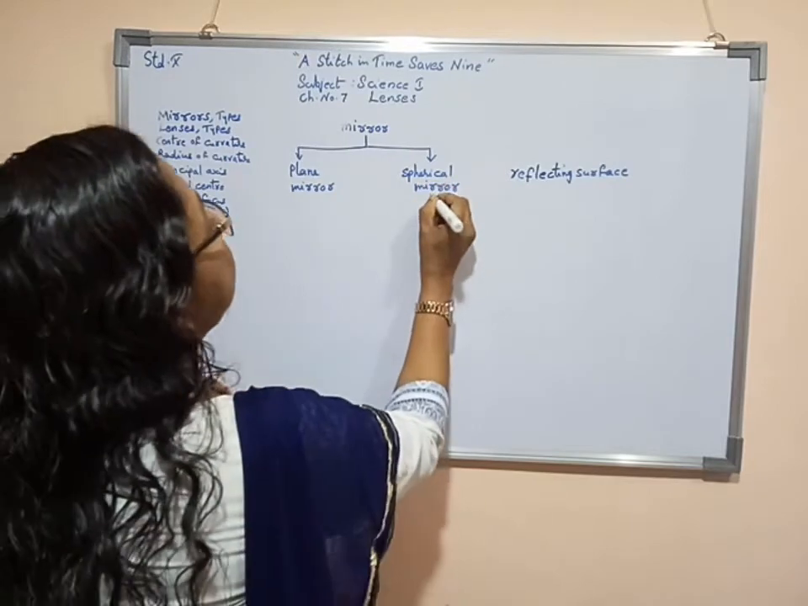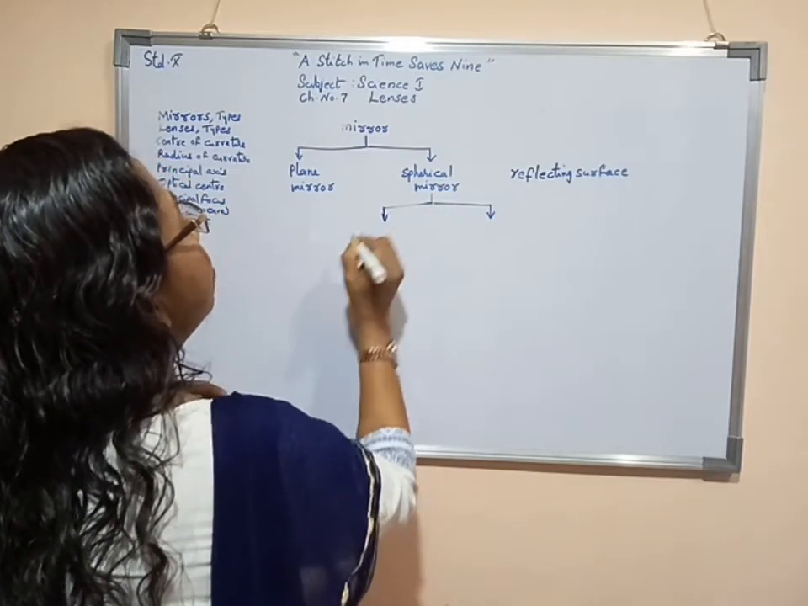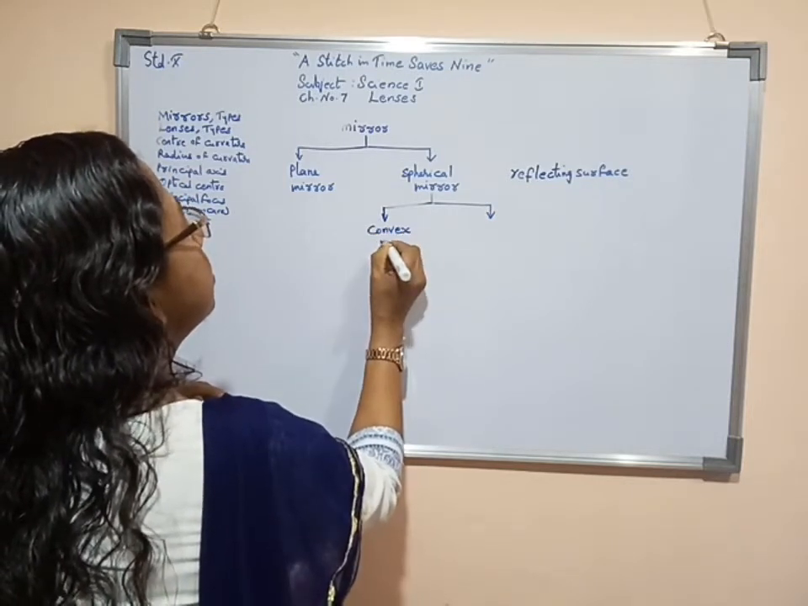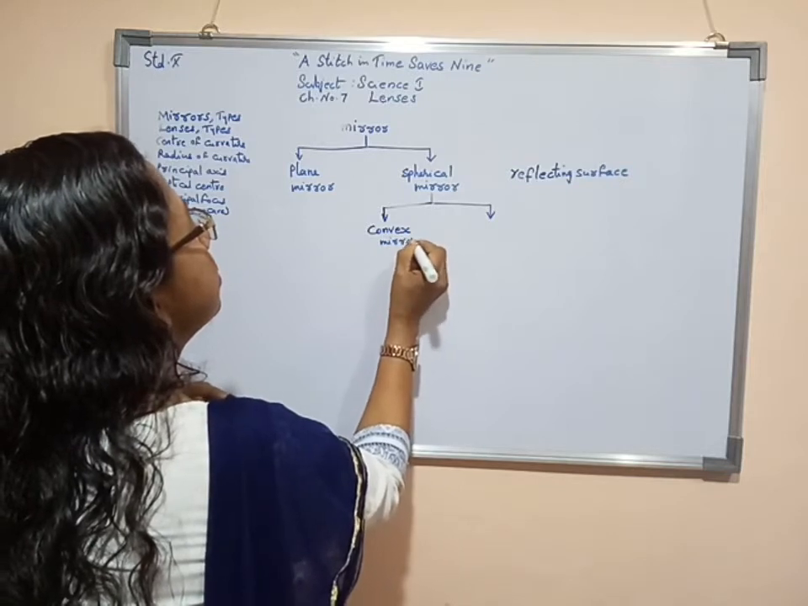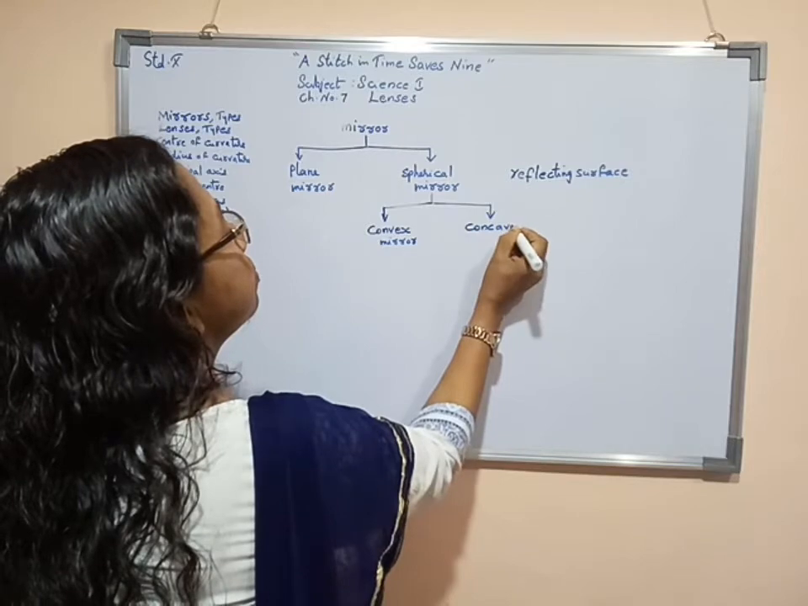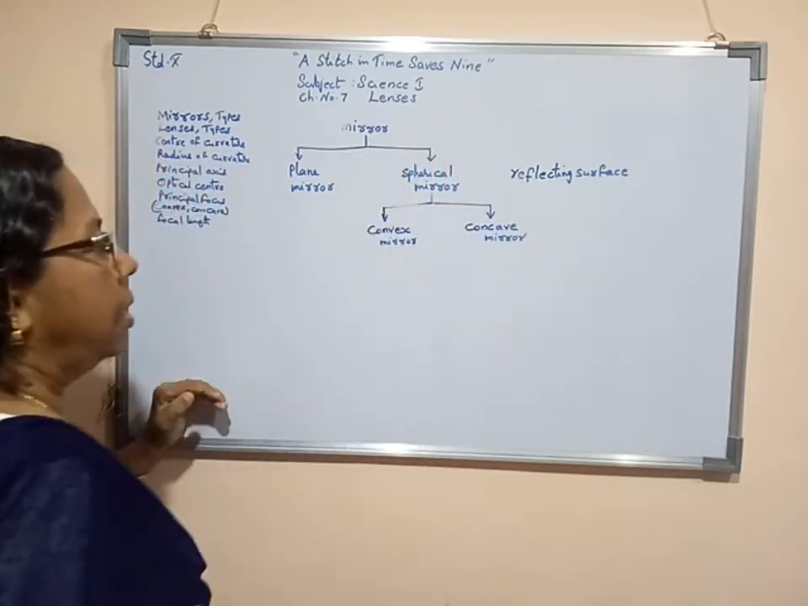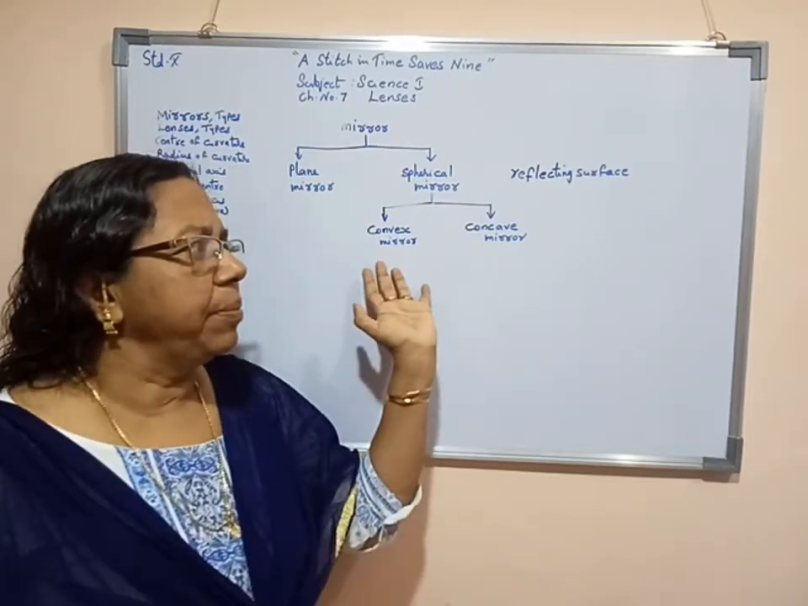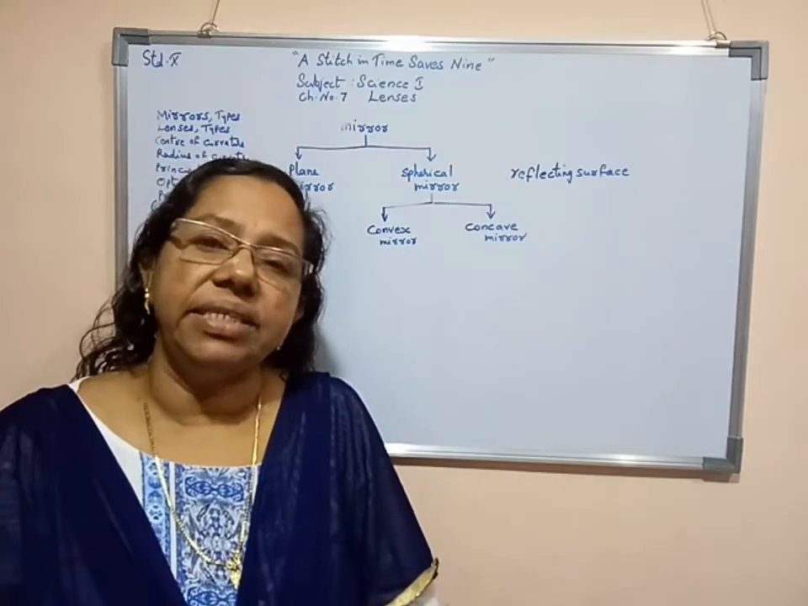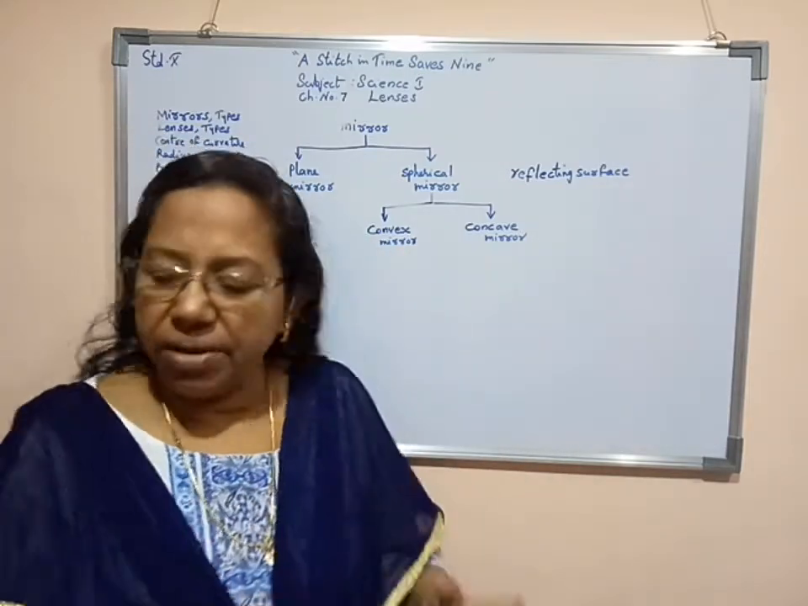Now, spherical mirrors are again of two types. One is known as convex mirror. The other one is known as concave mirror. Now, convex mirror as well as concave mirror. A detailed study is not required for you, even then I will tell you. Here a convex mirror will be there.